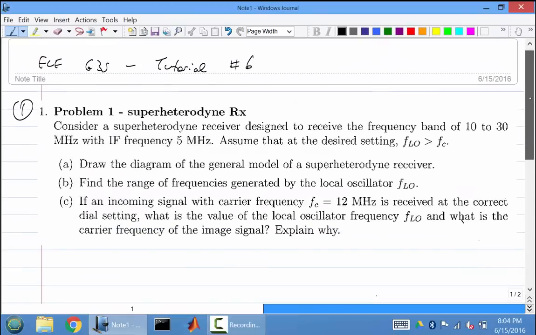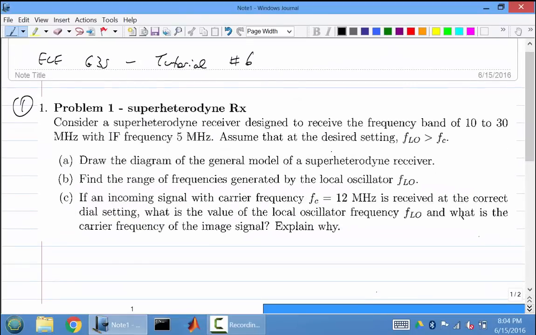Okay, so this tutorial is concerned with the superheterodyne receiver. We talked about that extensively last week. These three questions are just going to talk about the superheterodyne receiver. Okay, so here's the first question. This is just a warm-up.